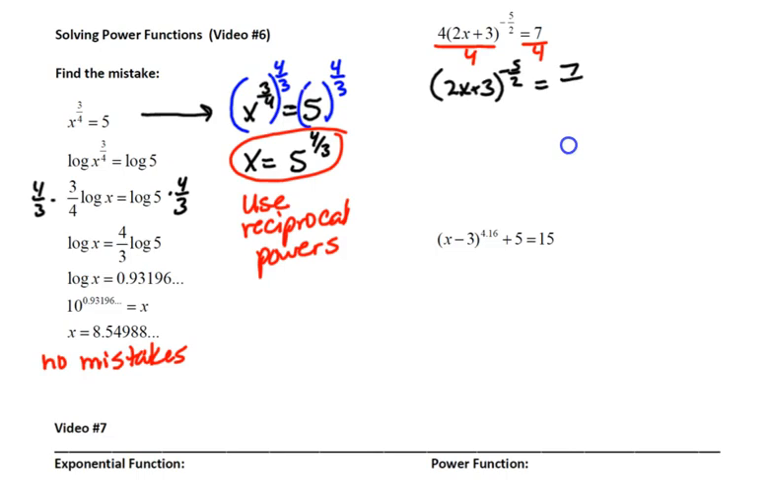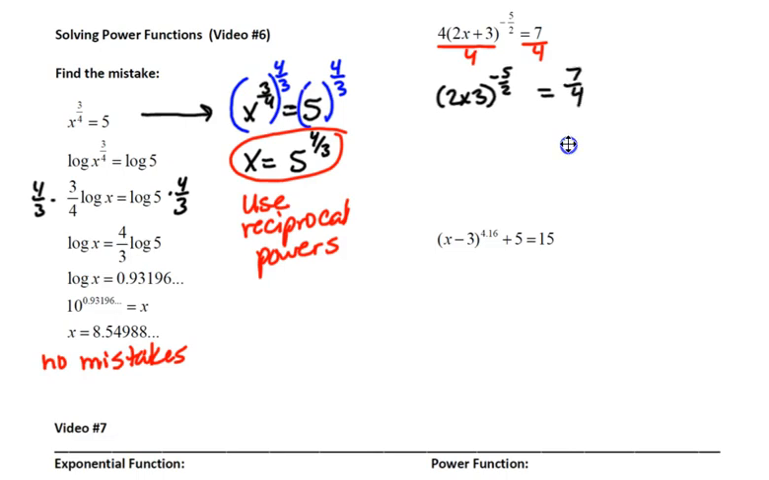I end up with (2x plus 3) to the negative 5/2 power equal to 7/4. Well, I want it to be 2x plus 3 to the first power. So I need to multiply by the reciprocal, or raise it to a reciprocal power. So if I raise this to a reciprocal power, this would be negative 2/5. Let me rewrite this so you can actually see what I'm writing here. So this becomes (2x plus 3) to the negative 5/2 power equals 7/4.